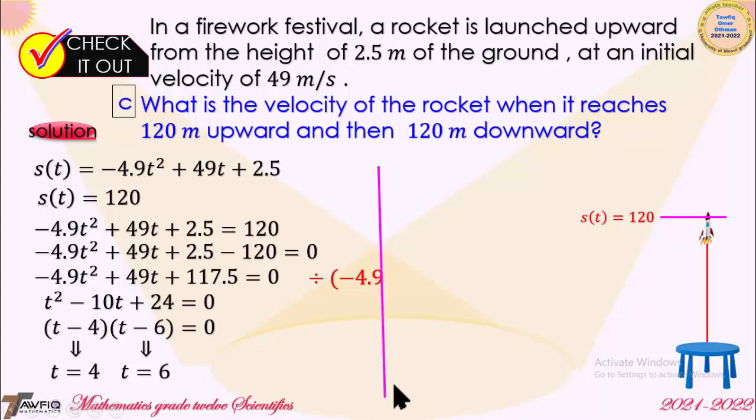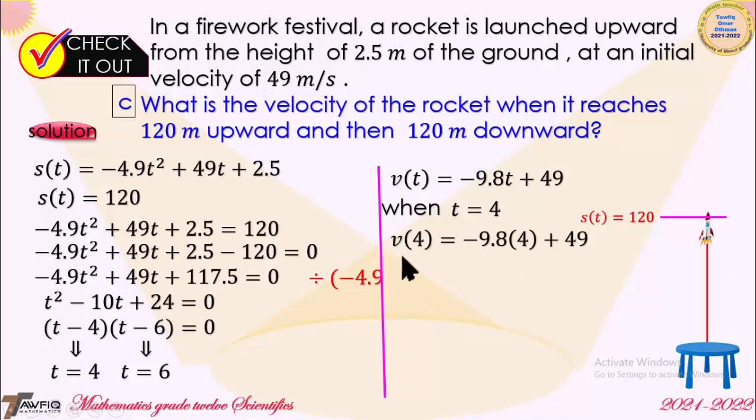To find the velocity, take the derivative of this function. The derivative of minus 4.9 t squared is minus 9.8t, and the derivative of 49t is 49. When t is equal to 4, then v(4) is equal to minus 9.8 times 4 plus 49, then v(4) is equal to 9.8 meters over second. It was the velocity upward.